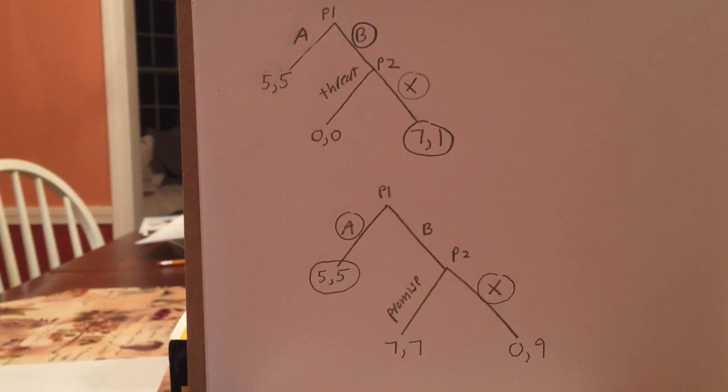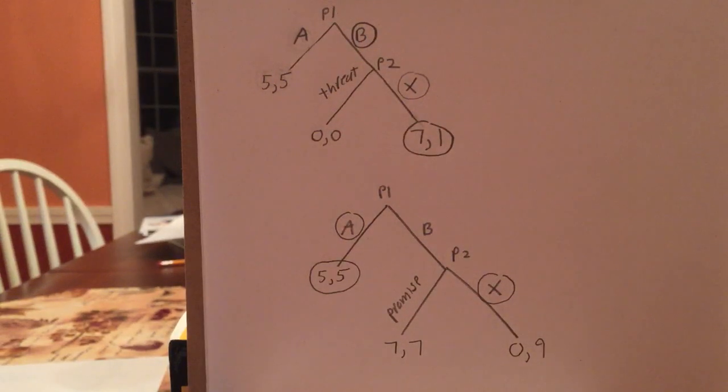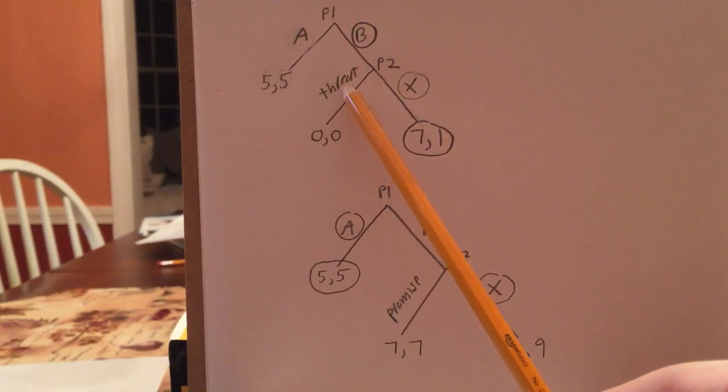But imagine that there's cheap talk before this game, and player 2, doesn't like ending up here, would much rather end up there. So player 2 goes to player 1 and says, don't you dare play B, because if you play B, I am going to play threat. So player 2 threatens to play threat.